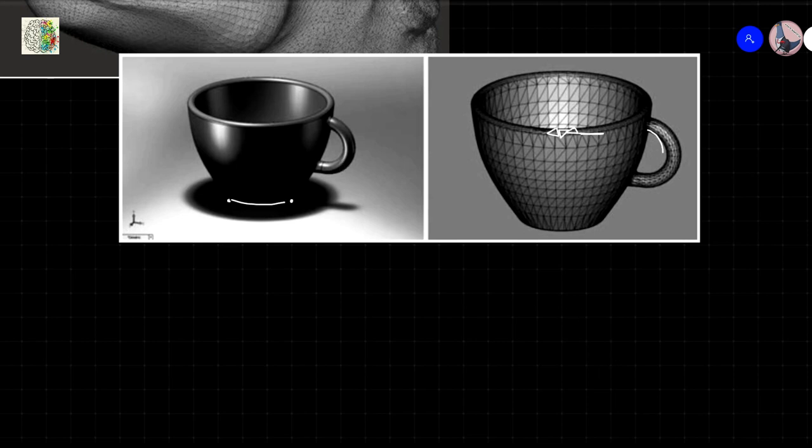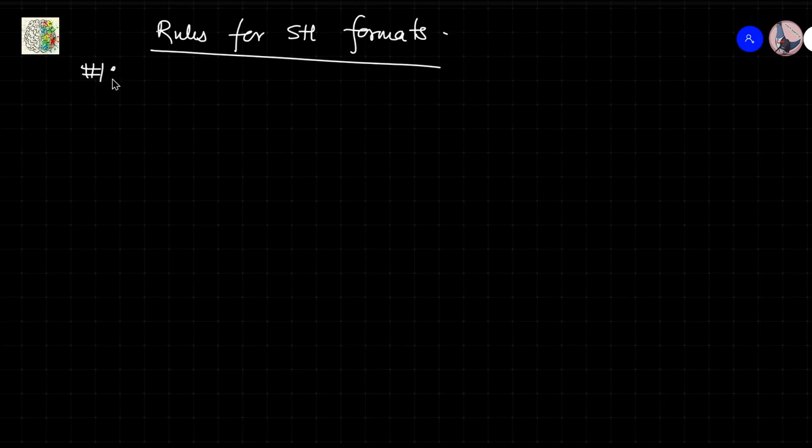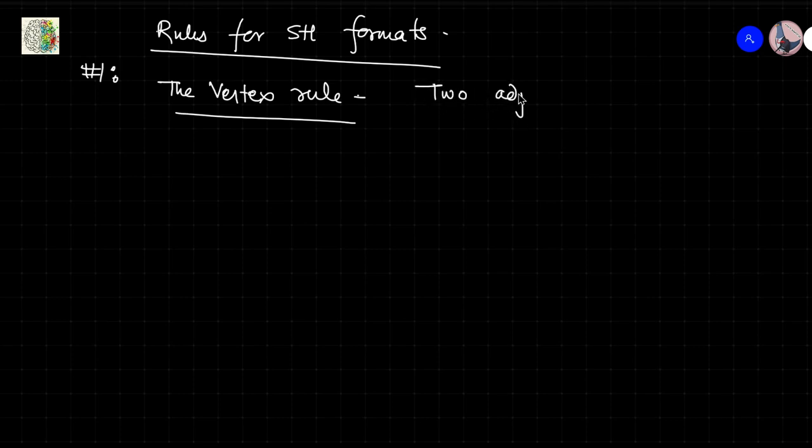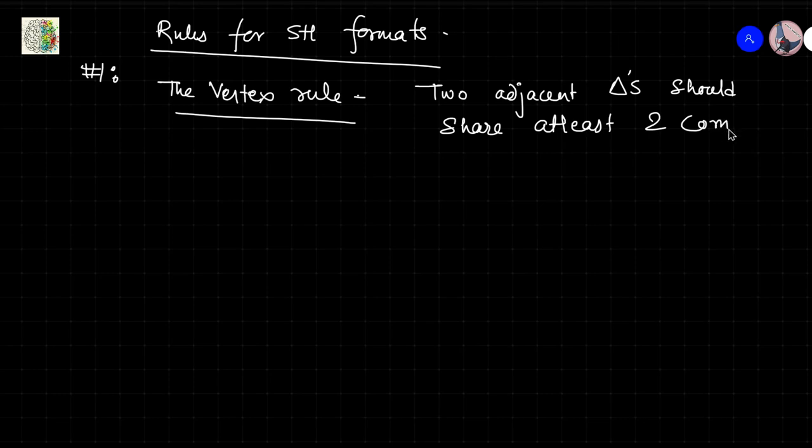Now come back to our rules, the rules that every STL format has to follow. There are four rules every STL file format has to stick to. Rules for STL formats. The first rule is the vertex rule. This vertex rule suggests that two adjacent triangles or facets should share at least two common vertices.